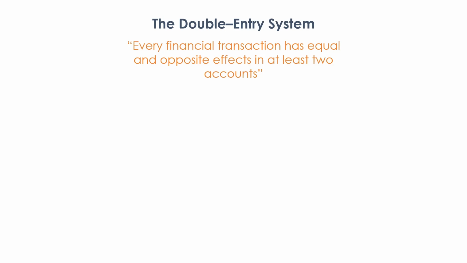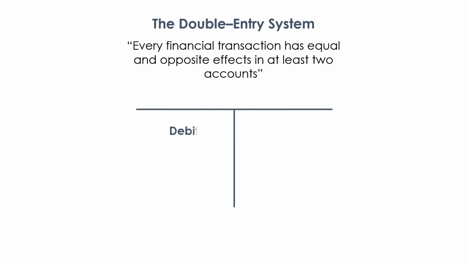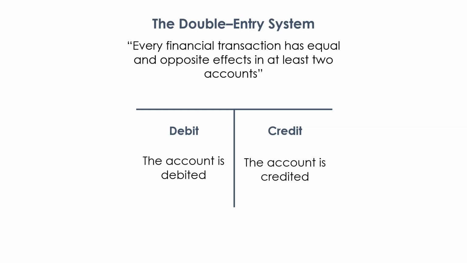To record these entries, we use two sides, the left side called a debit and the right side called a credit. When you enter an amount on the left side of an account, it's a debit, meaning the account is debited. On the other hand, when you enter an amount on the right side, it's a credit and the account is credited. To simplify this, we use abbreviations: DR for debit and CR for credit.